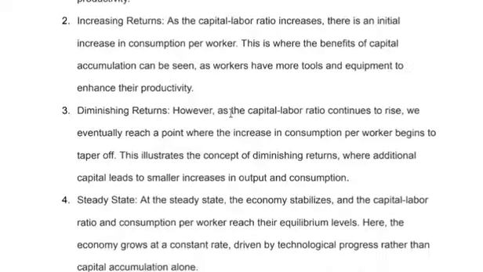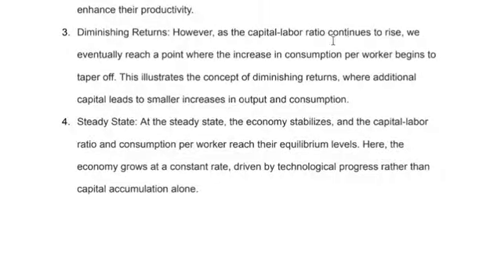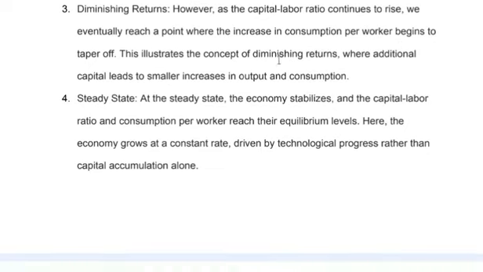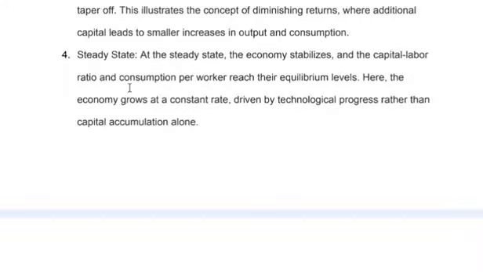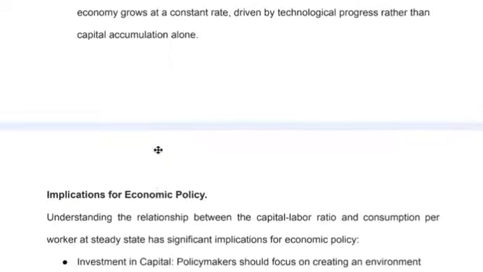Diminishing returns. However, as the capital-labor ratio continues to rise, we eventually reach a point where the increase in consumption per worker begins to taper off. This illustrates the concept of diminishing returns, where additional capital leads to smaller increases in output and consumption. Steady state. At the steady state, the economy stabilizes, and the capital-labor ratio and consumption per worker reach their equilibrium levels. Here, the economy grows at a constant rate, driven by technological progress rather than capital accumulation alone.